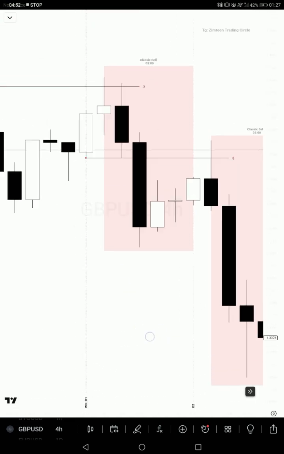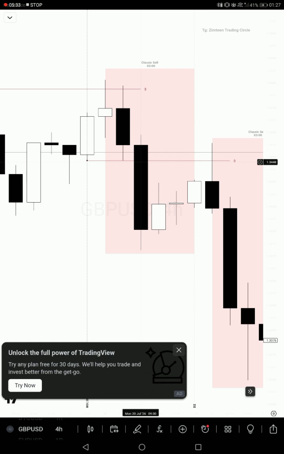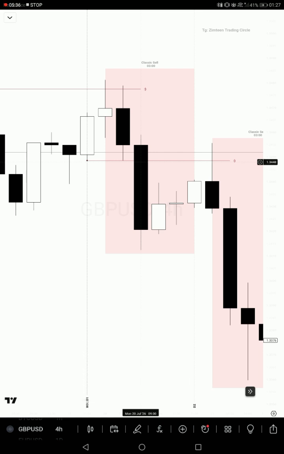right here on Monday, the Asian session established the initial accumulation. The 1 o'clock candle delivered the manipulation, sweeping liquidity while reacting from a predefined key level. This was our key level. The 5 o'clock candle initiated distribution, and the 9 o'clock candle continued the bearish delivery towards draw on liquidity. This completed the 159 sequence and produced the first high probability setup of the week.